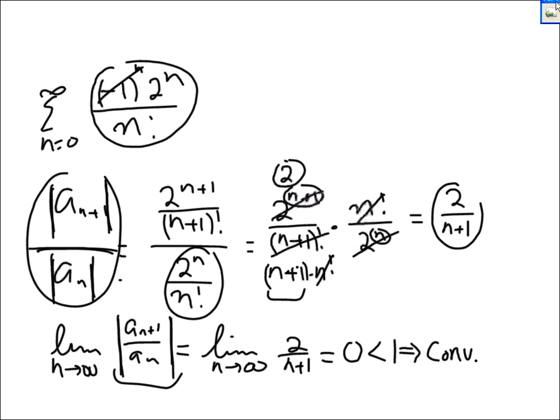There will be times where the limit is 1. Let's just look at a very quick example, because when the limit is 1, the ratio test fails. A very quick one would be the summation of 1 over n, where n goes from 1 to infinity.